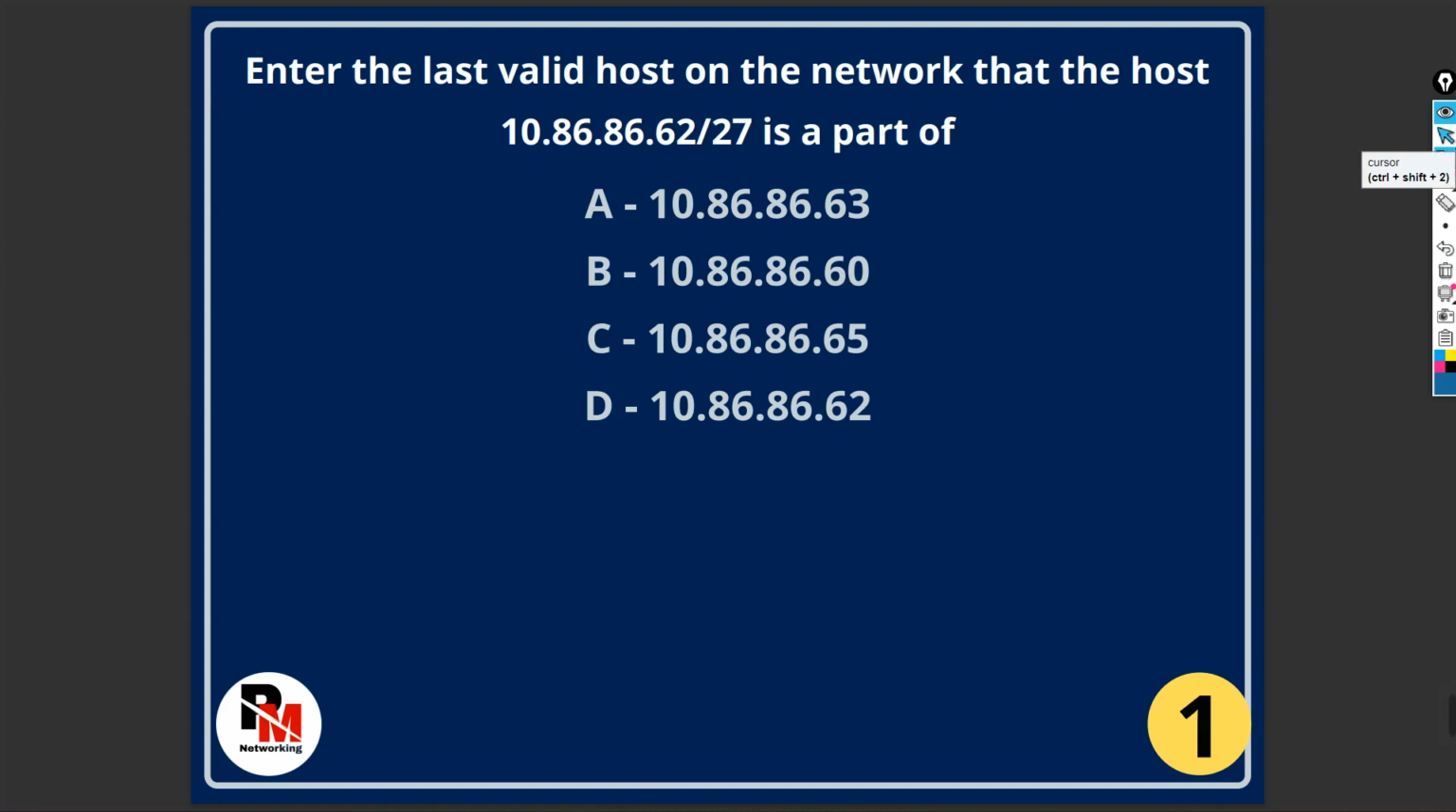Is it D, or maybe B? Between B and D. Abdul? I think it's D. How are you calculating? First of all, tell me what will be the network ID of this IP address. Network ID, good question. First of all, you will write the subnet mask. You can write the subnet mask directly, it's /27. Can you tell me what will be the subnet mask for /27?